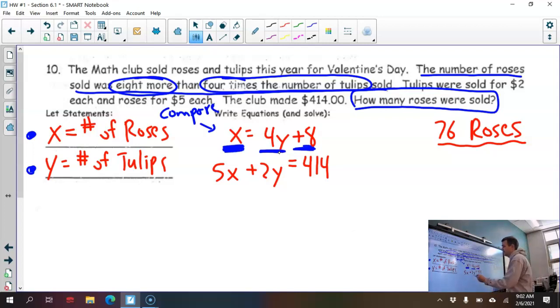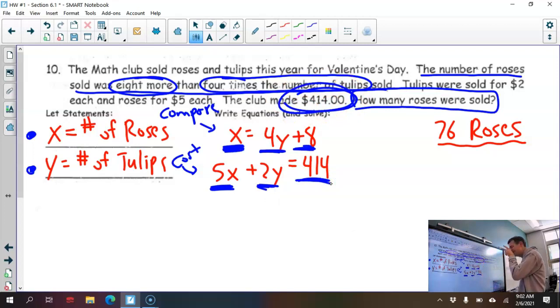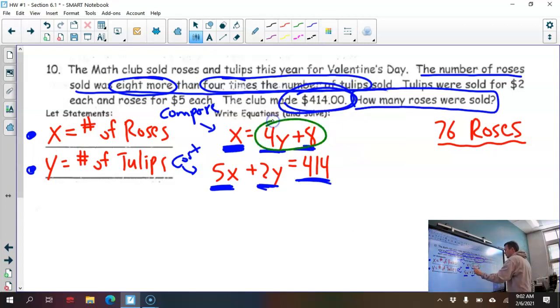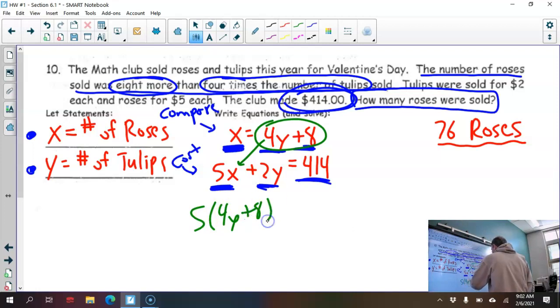And then the other equation is the more typical one that we see a lot. It's the cost. The cost of all the roses plus the cost of all the tulips adds up to what they told me was the cost, $414. And if I was solving this one, I would solve it by the substitution method. I would take what x equals and I would substitute it in for x. So I would have 5 times 4y plus 8 plus 2y equals 414.